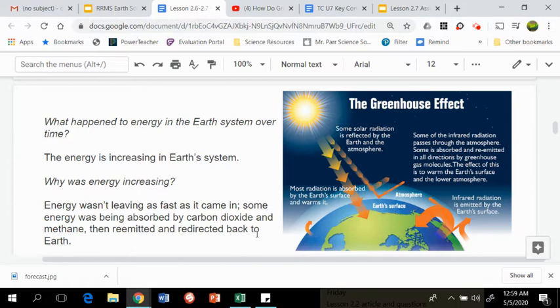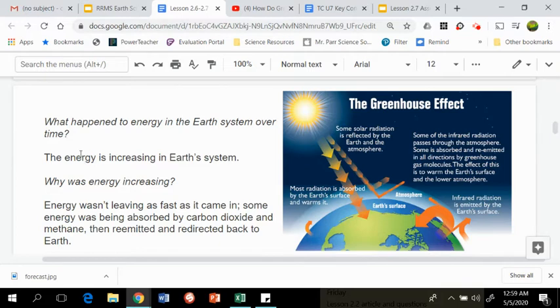So this is pulled from Amplify, and it's trying to get us to understand that in the past 140 years or so, why has the temperature increased?